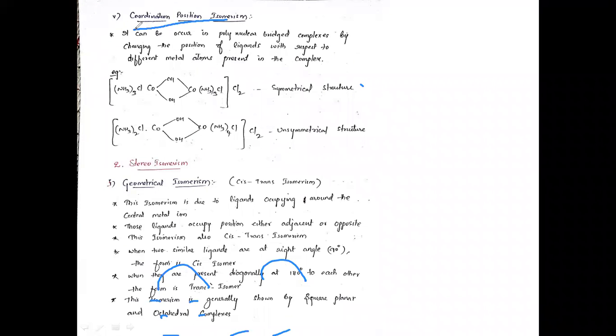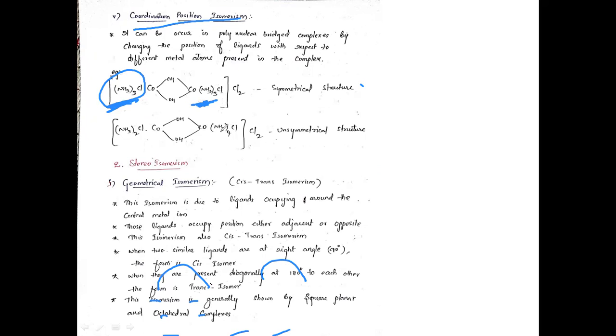Coordination position isomerism is also very simple to understand. Here the position of the ligands is completely different. You can see here three ammonia ligands with one chlorine, and here also three ammonia and one chlorine. That means this is our octahedral complex. There are six ligands: here three plus one, that is four, and two other ligands. So totally a six coordinated complex.